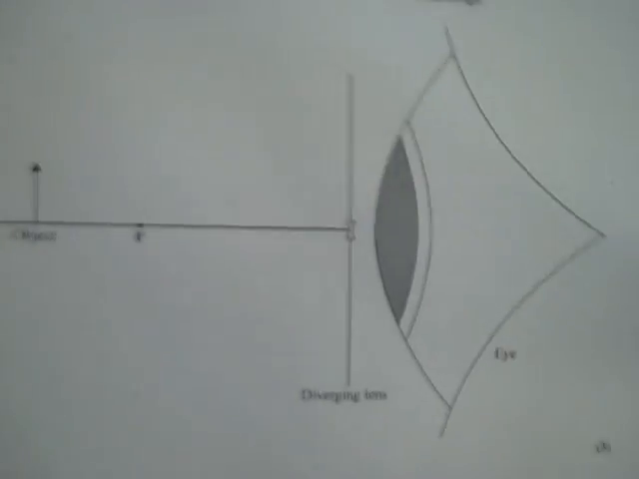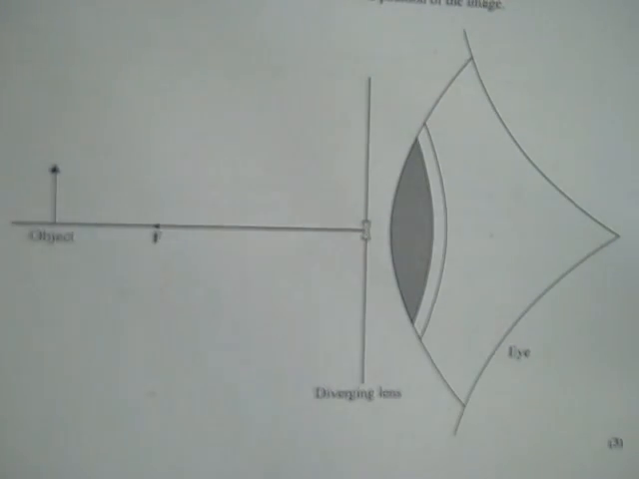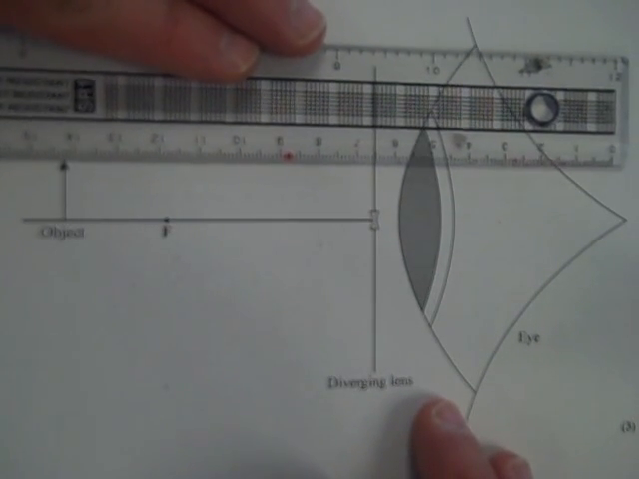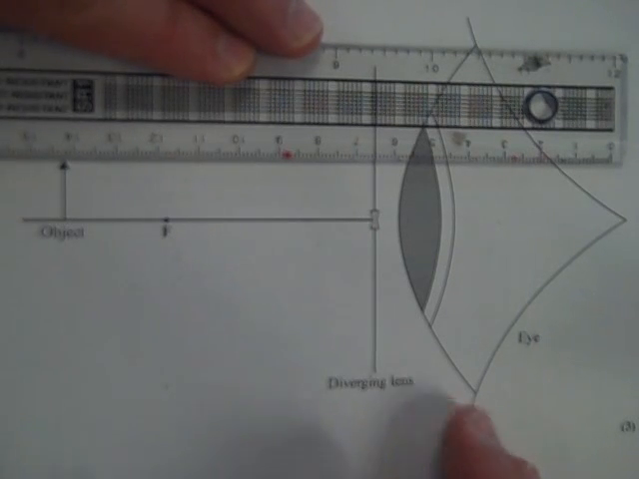The final one you might get is this. Now, if you look at this very carefully, you will note that this is a diverging lens, not a converging lens. As a result, the image that you're going to get is actually going to be smaller. Okay? So, first thing you have to do, just like always, is draw a line, a parallel line, from the top of the object to the lens.